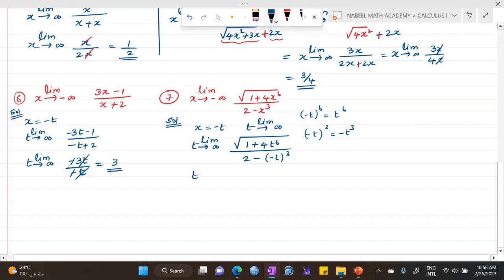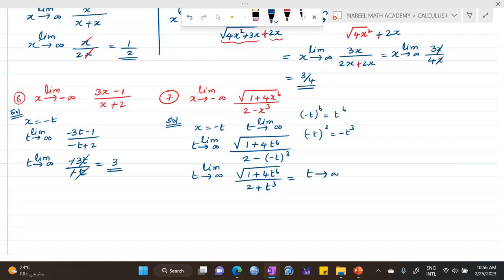Now therefore the equation implies limit root 1 plus 4t⁶ over 2, this becomes minus of minus, it becomes plus t³. Now it is as usual the same thing. We will do it as for the plus infinity. Take the highest power in the numerator. The highest power in the numerator is square root of 4t⁶ over t³.